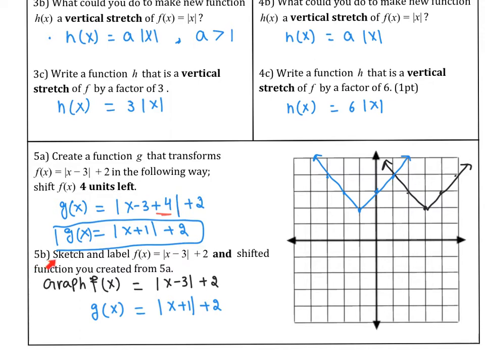Now for b, you're going to graph the original function, that is this one, and the translated function g(x). For the original function, you're going to move 3 units right and 2 units up. So negative 3 means go to the right. So 3 units right and 2 units up. This is our starting point.